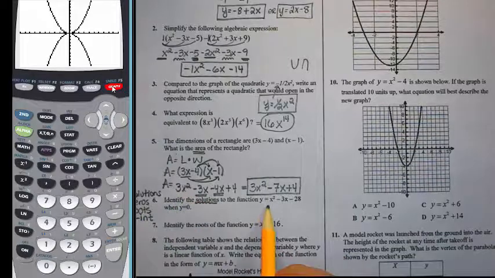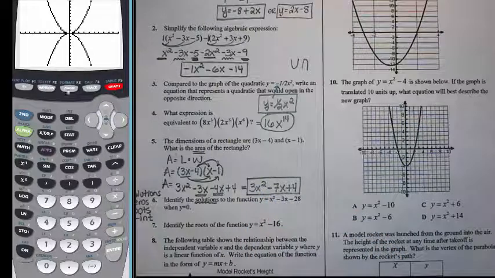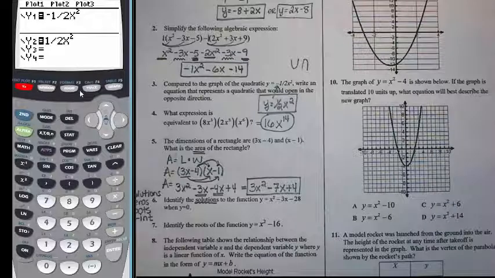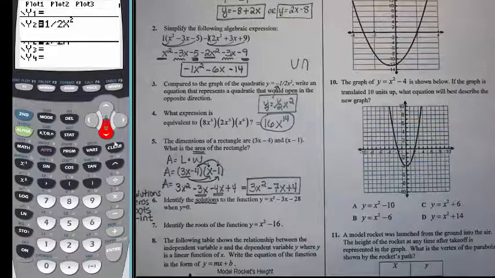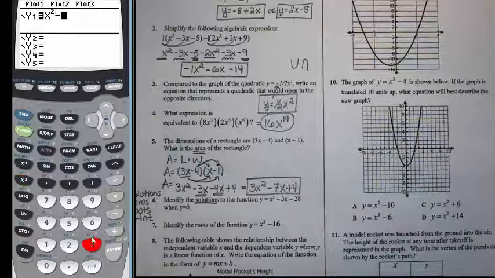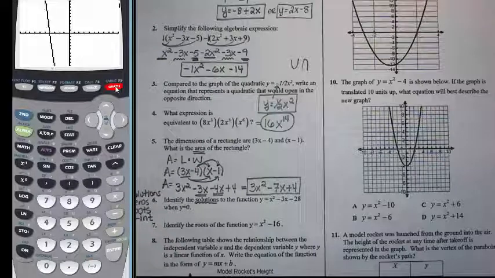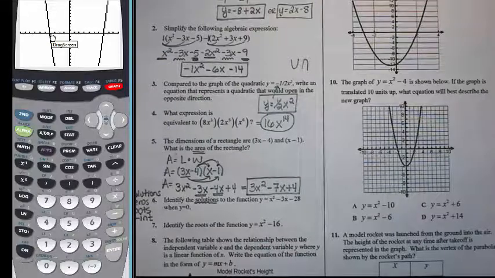So basically, this would be a problem where I can use the calculator. I'm going to go to my calculator, press the Y button, and clear the functions that I already have there. And I'm going to enter this function, which is x squared minus 3x minus 28, and press enter. And I'm going to go to the graph because I want to see the x-intercepts. As you can see here, I can see very clearly what the x-intercepts are.